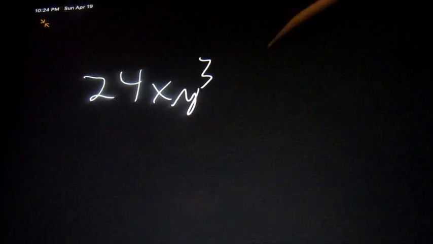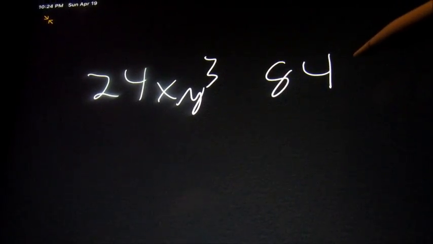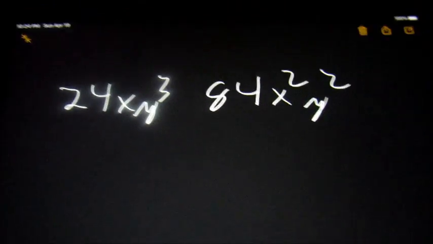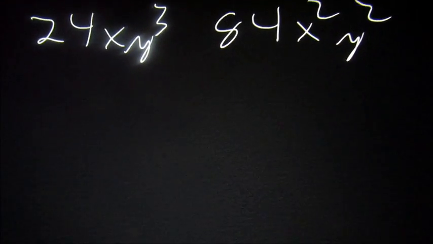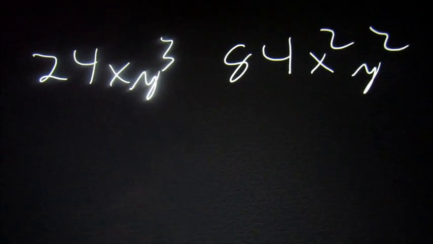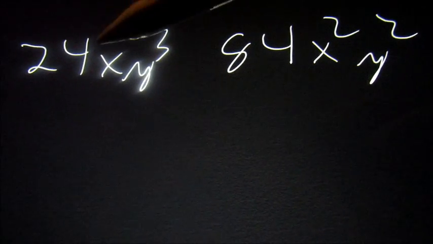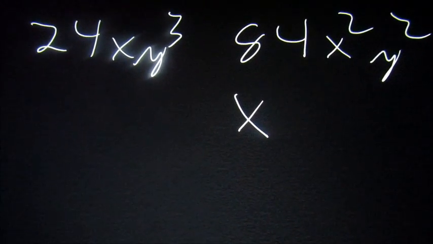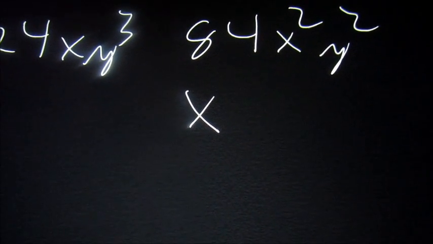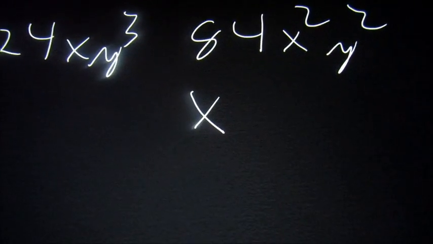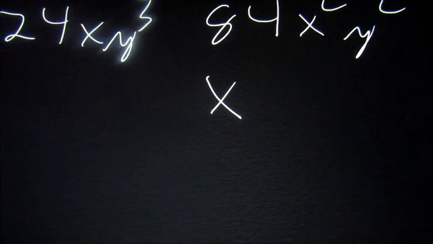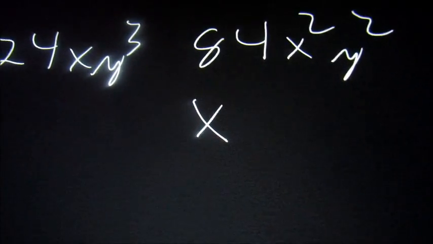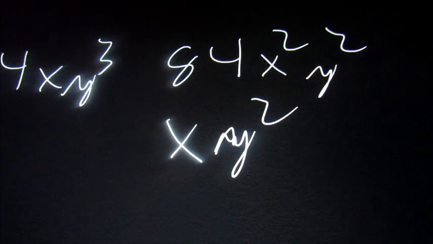Okay, let's look at one that has x's and y's. 24x y to the 3 and 84 x squared y squared. So first, I'm just going to look at the variables. So we have x to the 1 and x squared. So it's going to be x to the 1, or just x, as the x part of it. For y's, we have y to the 3 and y squared. A 2 is smaller than a 3. So the part here is going to be y squared.